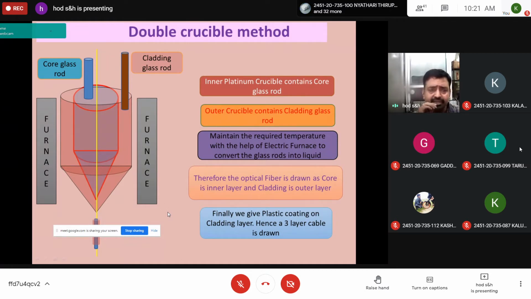It was developed by British Post Office in collaboration with Nippon Glass Company Limited, Japan. By this method, optical fibers of desired length can be fabricated, for which the attenuation is less than 5 decibel per meter. So this is the construction and working of the double crucible method.